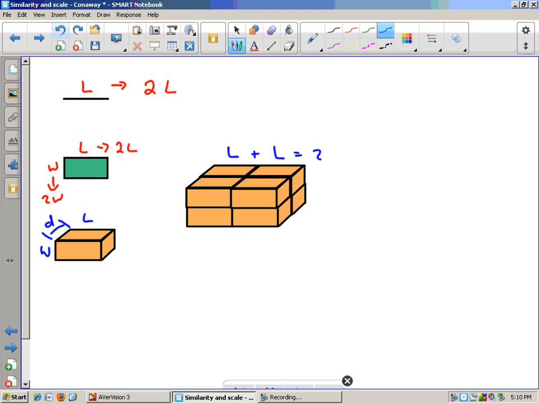L plus L equals 2L. Have I made it twice as wide or twice as tall? Sure, W plus W equals 2W. And have I made it twice as deep? Twice as deep. So if I go down here, there's 1D, and there's another D. So add those together, and I get, yeah, twice the depth. So this is going to be a similar shape because I have got twice the length, twice the width, and twice the depth. That means it is proportional to the scale factor of 2.